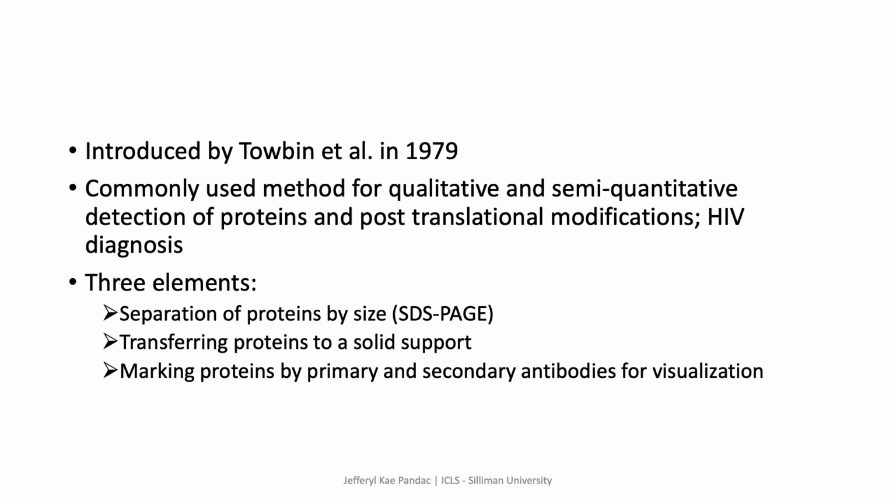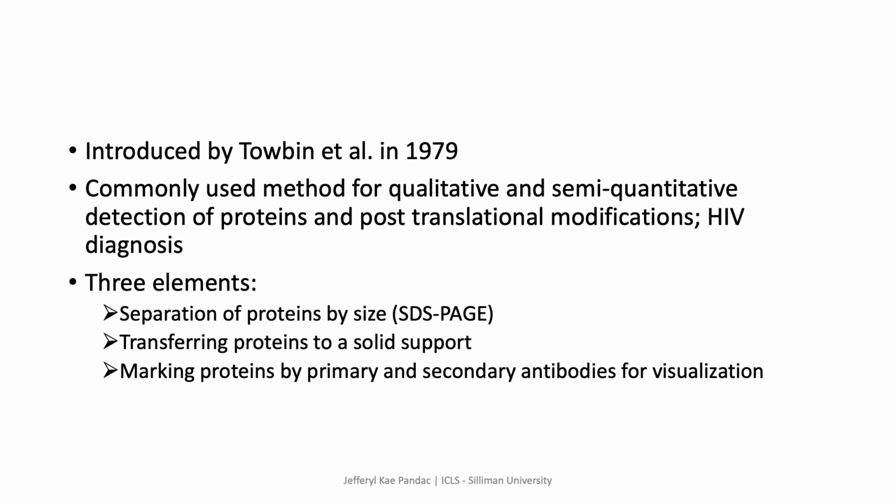Western blot was introduced by Towbin and colleagues in 1979. Western blot is a commonly used method for protein analysis. It can be used for qualitative and semi-quantitative protein analysis and post-translational modifications, such as phosphorylation. In addition, it can also be used in medical diagnostics, such as HIV diagnosis.